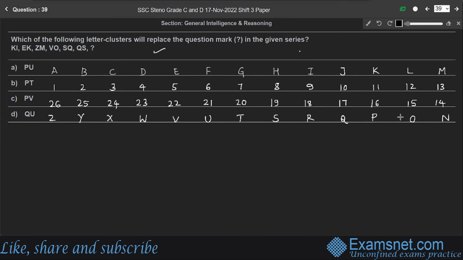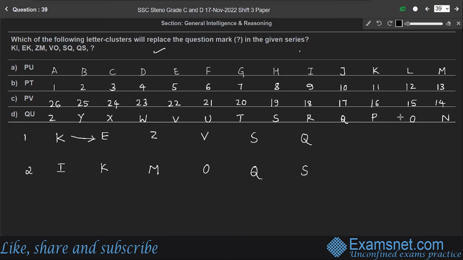Question 39. Which of the following letter clusters will replace the question mark in the given series? In the given series, we have the first two letters K and I. And in the next cluster, we have two letters E and K. So we'll consider all first letters in each cluster. I'll write down all the letters now in each cluster: V, O, S, Q, and QS. We need to find the last cluster. So we'll consider all first letters, K and E.